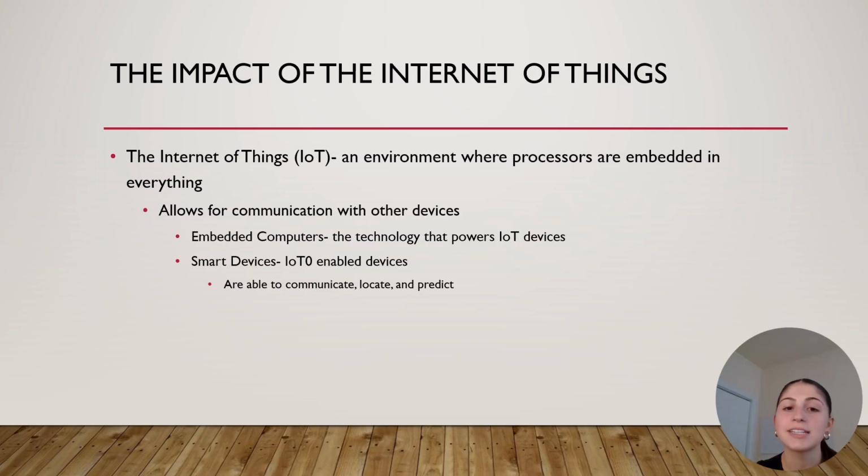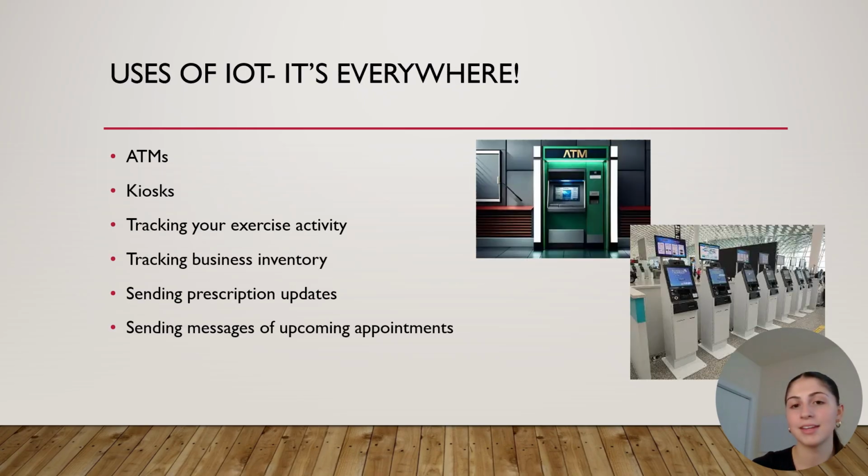Then we discussed the impact of the Internet of Things. So this is an environment where processors are embedded in everything. It allows for communication with other devices. There's embedded computers, smart devices. All of these are very important. So this is used everywhere. The Internet of Things is in ATMs, kiosks, when you're tracking your exercise activity, on Apple Watches, just like the one I have on right now, tracking business inventory, sending prescription updates, sending messages. All of this uses the Internet of Things.